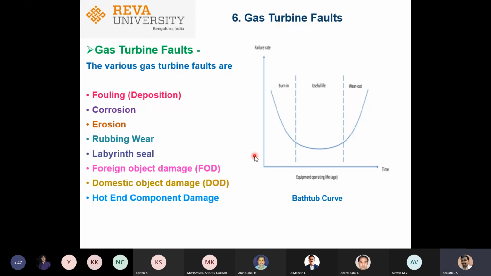And coming to the hot end component damage, here the hot end component damage normally occurs in the turbine blades downstream of the combustor. When there is ineffective cooling, normally the trailing edge of the turbine blades will have less access for the cooling air. So when you have less cooling air available at the trailing edge of the aerofoil, it may lead to some hot end component damage.